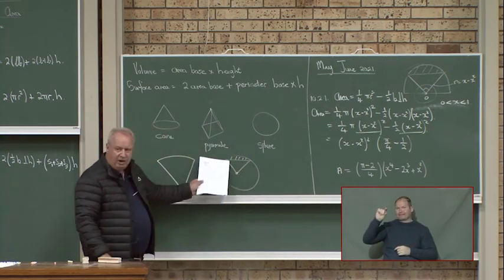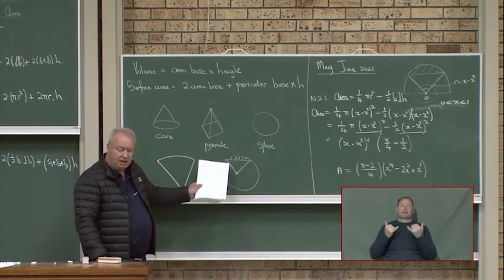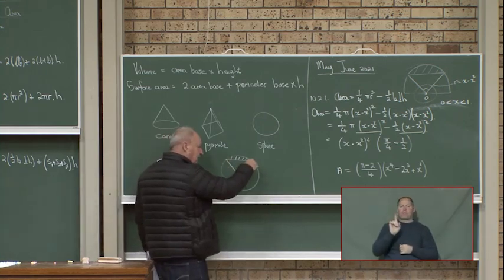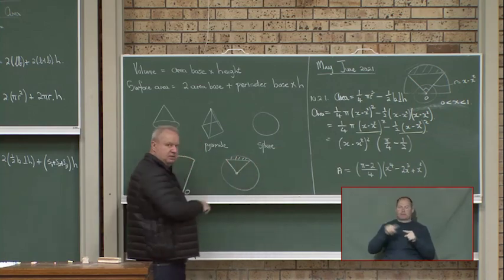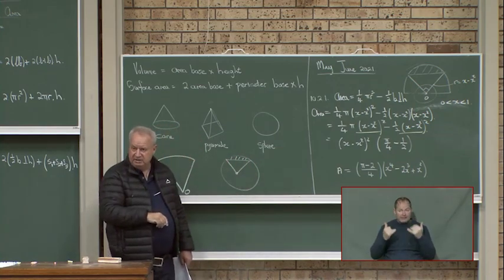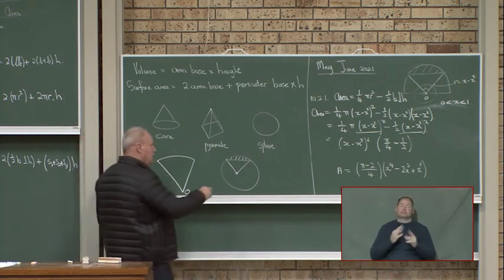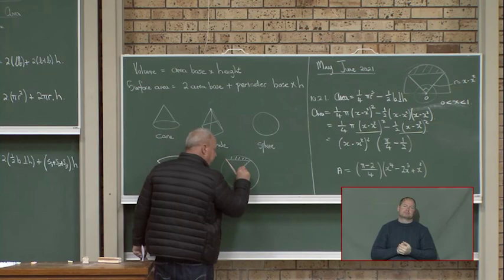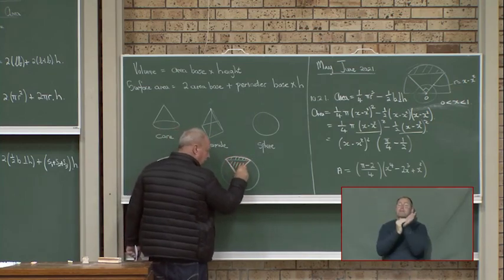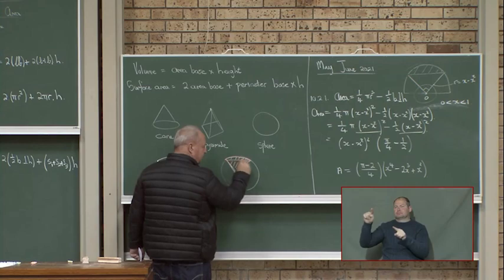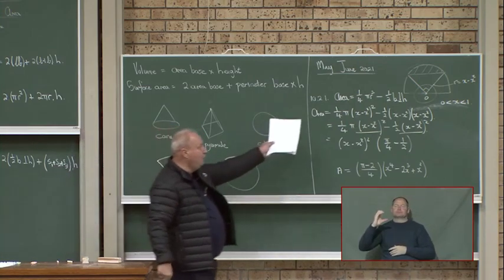They want the area of the segment. So what is the area of the segment? It's the sector minus the triangle that will give you the segment. Do you understand that? I repeat, the sector minus the triangle will give you the segment, and that is the shaded part. So that is the formula.